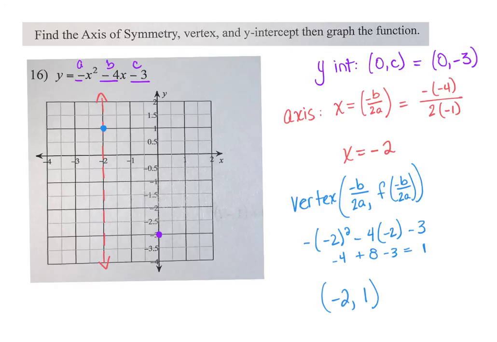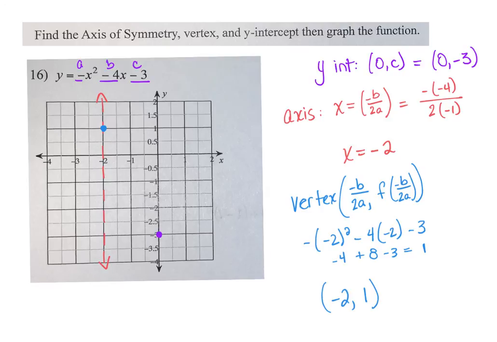Now, while it's not part of the question, you want to consider, is this graph going to point up or down, right? And so how do I know that? How do I know if this graph should point up or down? Yeah, the a is negative, which means my graph should point down. So that means my vertex should be above my y-intercept, and it is. So that's just a quick check. My graph is going to be opening down here.